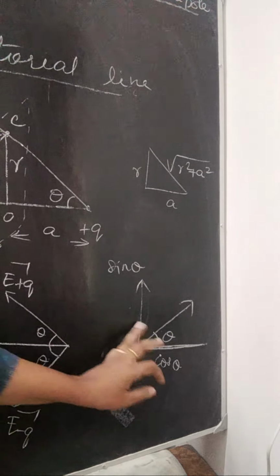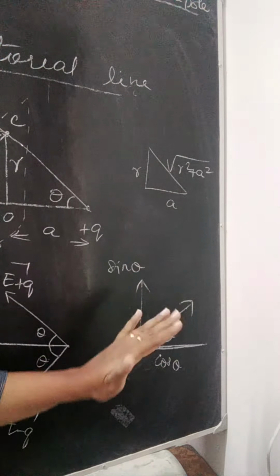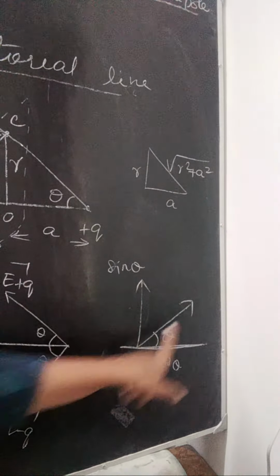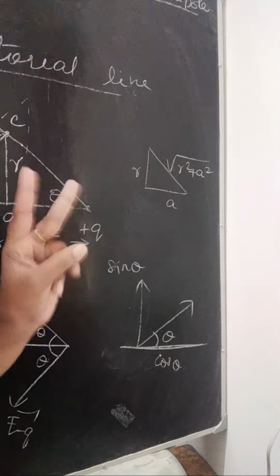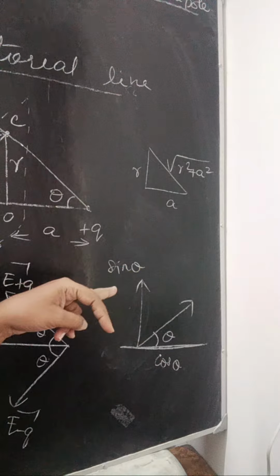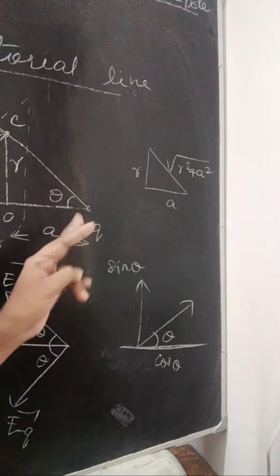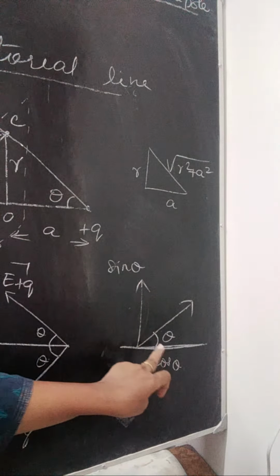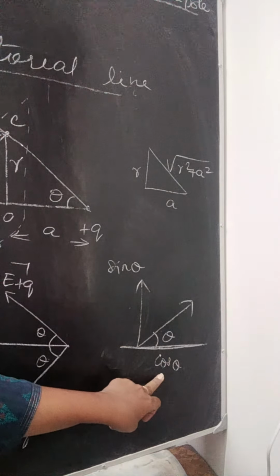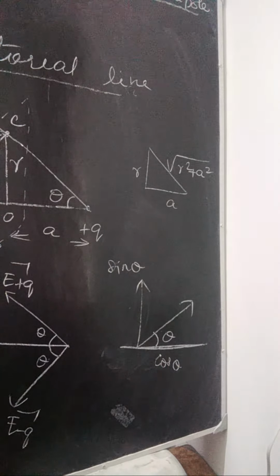Understood? So towards any vector, whenever it is making an angle, never forget this. Whenever any vector is making an angle, that vector will get divided into two components. One is horizontal component, another one is vertical component, or cos theta component or sin theta component. Cos theta will be lying always towards theta and sin theta will lie perpendicular to the cos theta component. Okay?